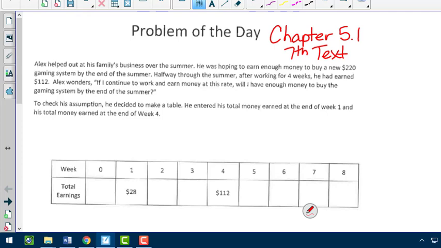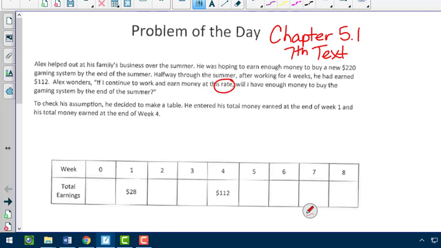Alex helped out his family's business over the summer. He was hoping to earn enough money to buy a new $220 gaming system by the end of the summer. Halfway through the summer, after working for 4 weeks, he had earned $112. Alex wonders, if I continue to work and earn money at this rate, keyword there, will I have enough money to buy the gaming system by the end of the summer?